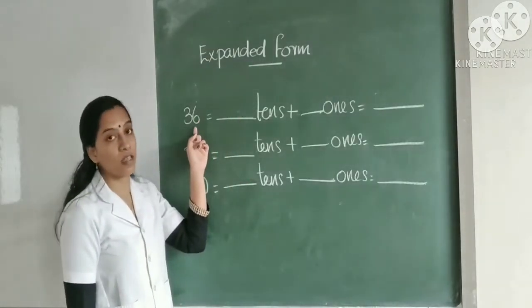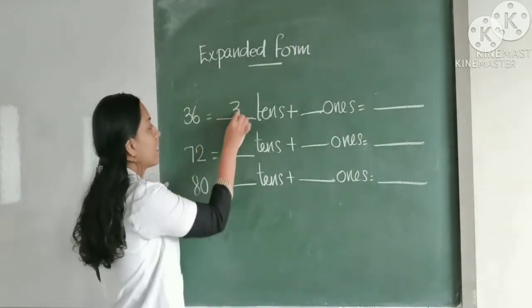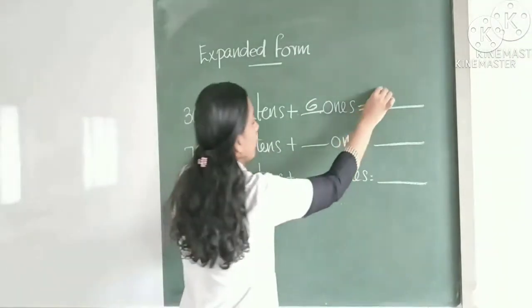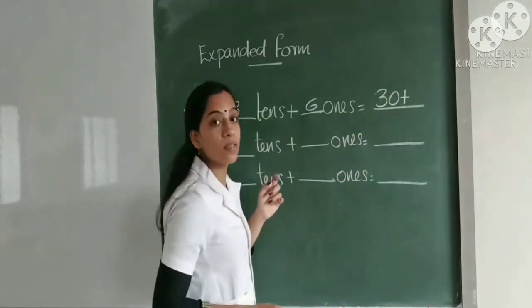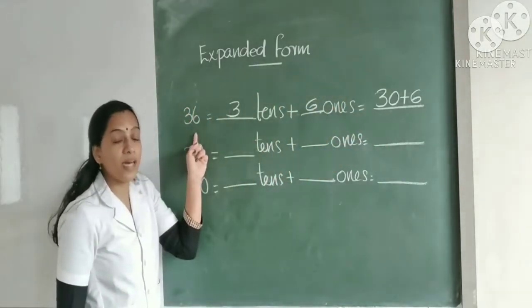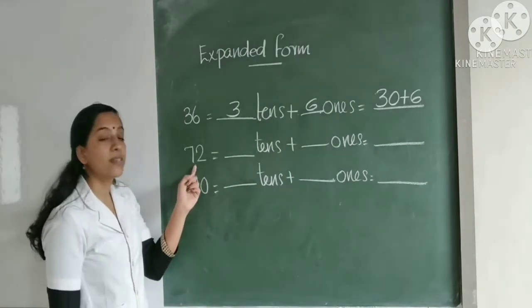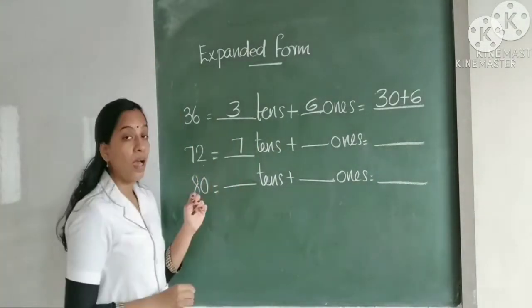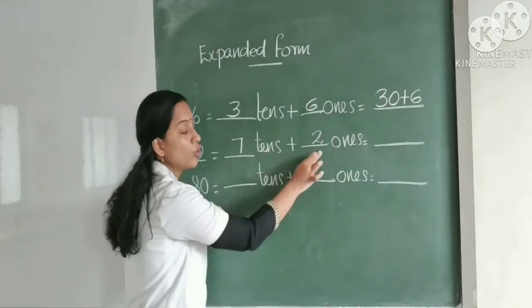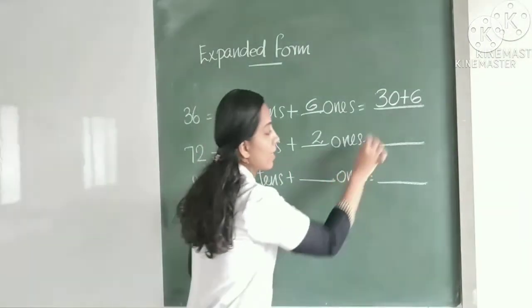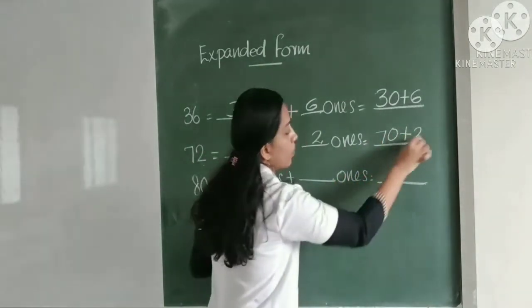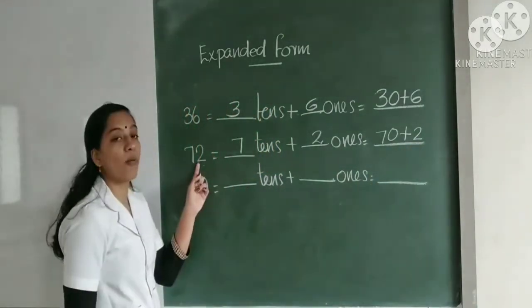The first one, 36. We know 36 has 3 tens and 6 ones. What is the value of 3 tens? Yes, 30. Then what is the value of 6 ones? 6. 30 plus 6. See children, 30 plus 6 is the expanded form of the number 36. Let us solve the next one. 72. We know 72 has 7 tens. How many ones are there in 72? Yes, 2. 72 has 7 tens and 2 ones. Let us write the value of 7 tens. That is 70 plus, what is the value of 2 ones? Yes, 2. So 70 plus 2 is the expanded form of 72.